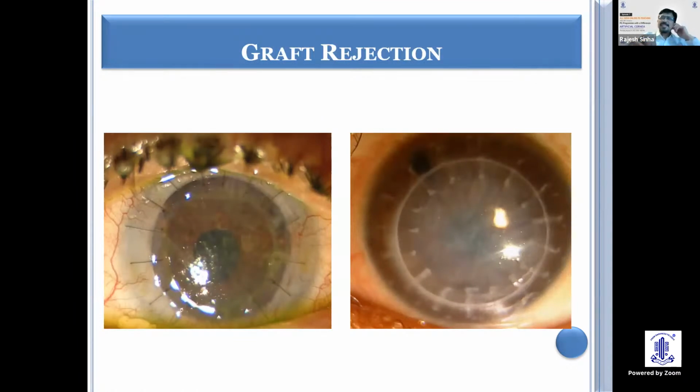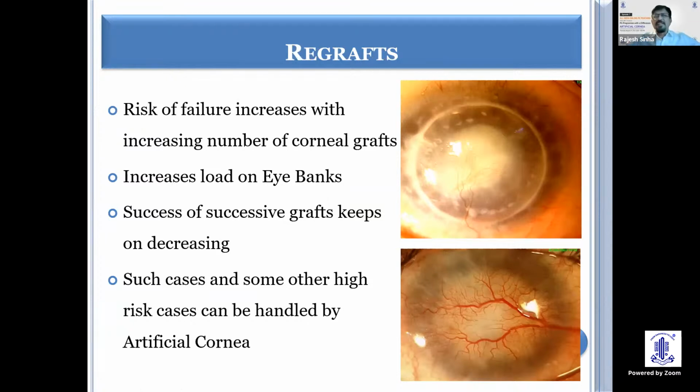And in cases like young patients or heavily vascularized corneas, the risk of graft rejection is very high. And if there's a graft rejection, the whole purpose of clearing the visual axis is jeopardized. And if you do regraft in these cases of graft rejection, then the risk of failure of that graft keeps on increasing as you keep on doing more and more grafts.